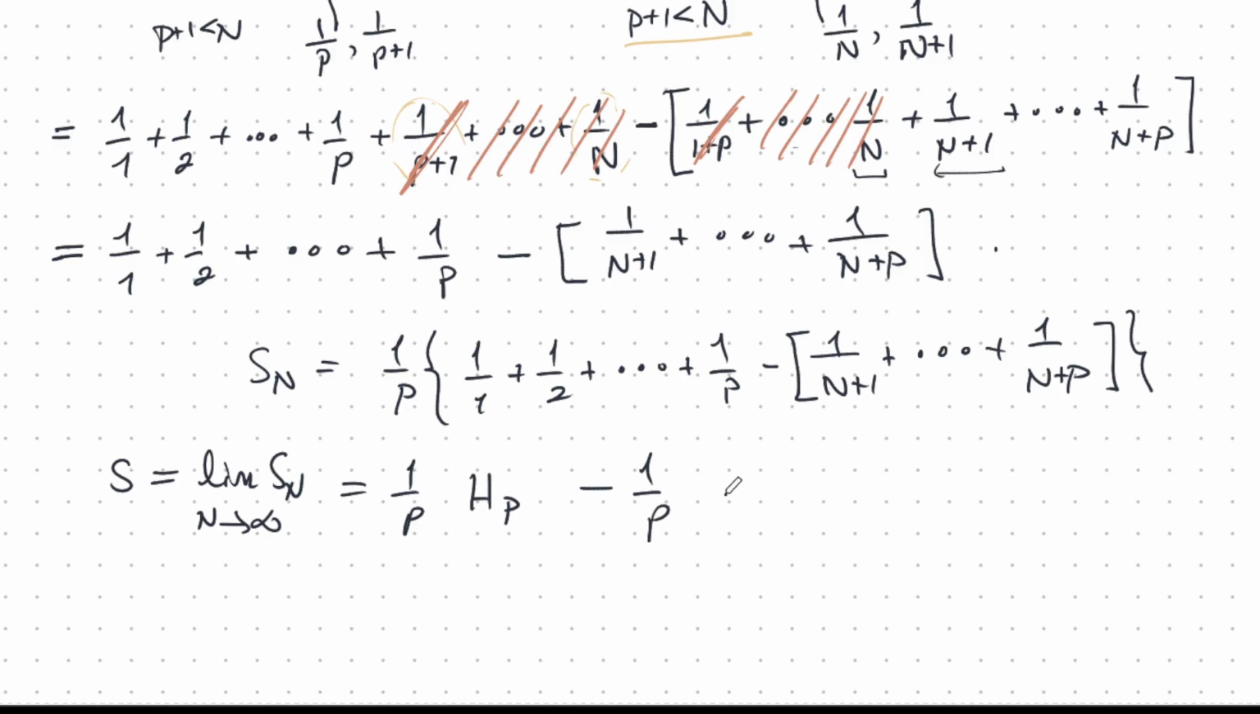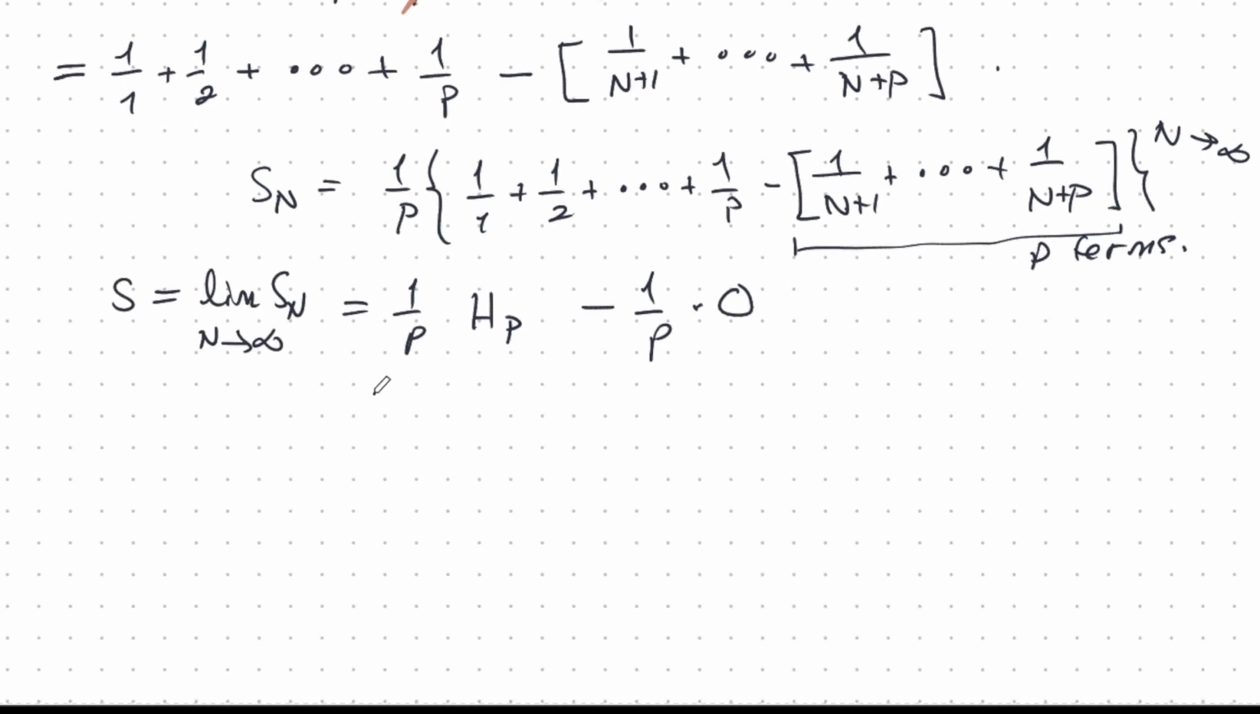Let's distribute that, but this is just 0, because the limit of this as n goes to infinity, this is not an infinite number of terms. This is p terms. It's only p terms, and each term gets smaller and smaller. As n goes to infinity, each term gets closer and closer to 0. So in the limit, this is 0. So I have finally proved it, 1 over p H_p.